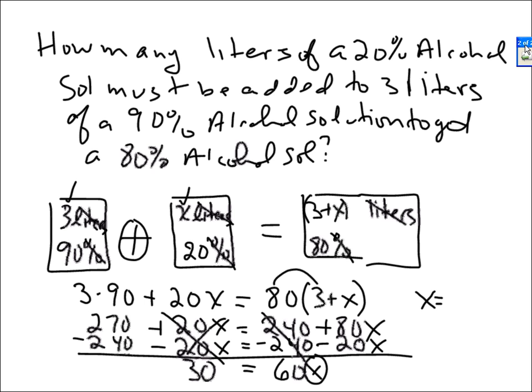The answer is, you can divide both sides by 60. You can divide both sides by 60 if you insist, but you're going to get a half. 10 goes into both of those numbers, 3 and 6, and 3 over 6 is a half. You should add a half a liter.